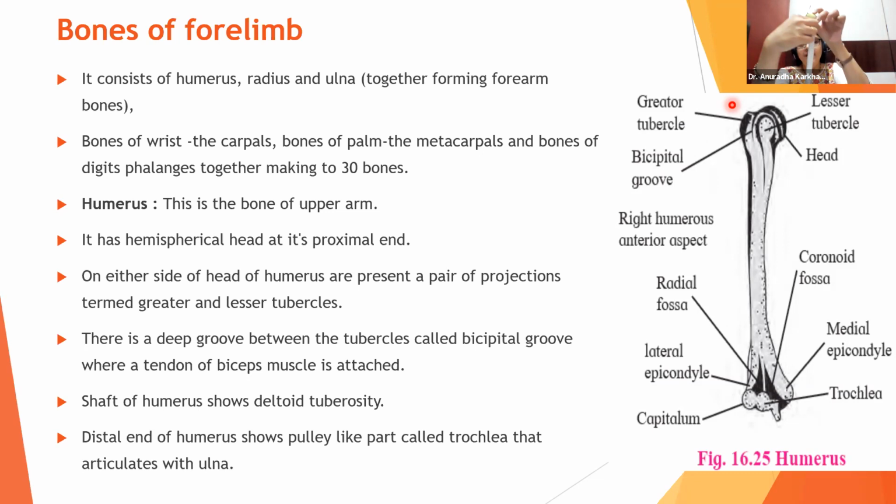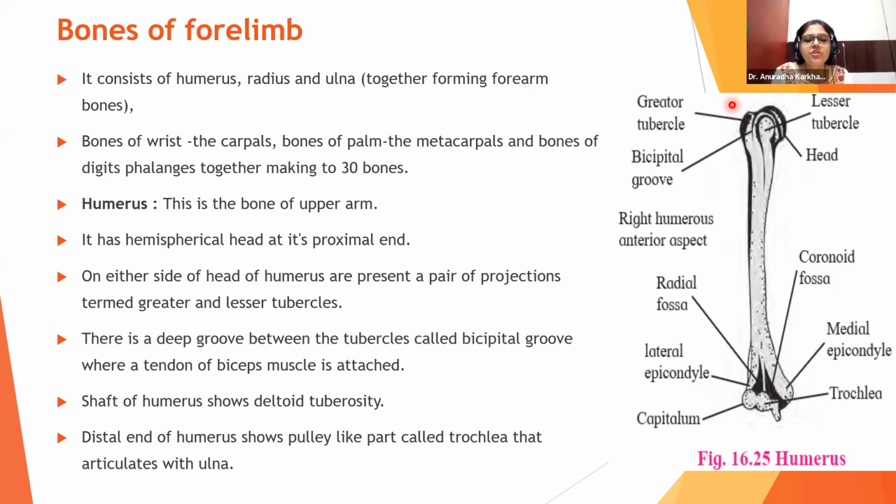Shaft of the humerus shows the deltoid tuberosity. So the shaft means this entire length from inside. Okay. It is going to show a deltoid tuberosity. Deltoid tuberosity means where the bone marrow is going to be present. You know what is a bone marrow?